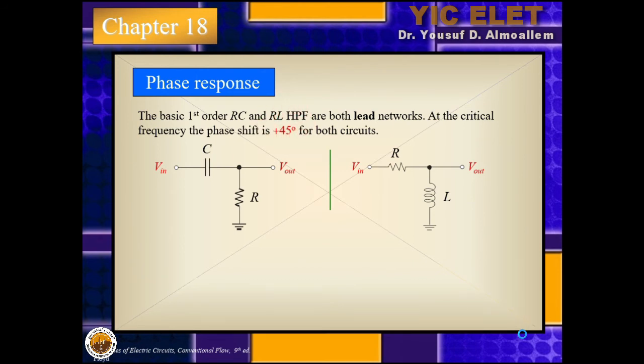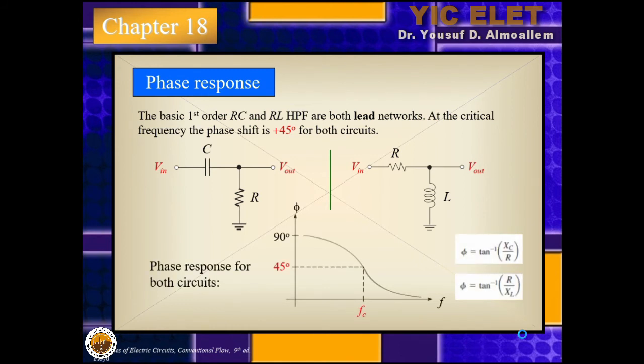And for both circuits, the phase diagram will be from plus 90 all the way to 0. Before, it was from 0 all the way to minus 90 in the low pass filter. Here it is from plus 90 to 0. And at the critical frequency, the phase shift is plus 45. And by the way, these are the equations for calculating the phase shift between them: simply XC divided by R, or R divided by XL in the case of RL circuits.